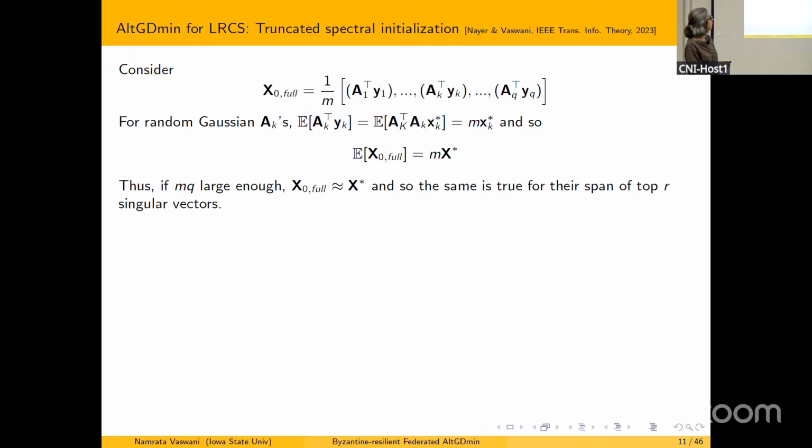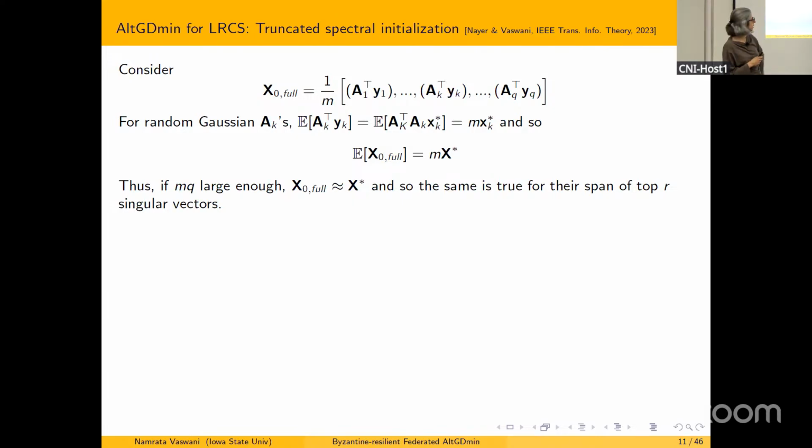So that's why the first attempt to initialize would be to compute this matrix, which I call X naught full, which is this thingy, and try to compute its top r singular vectors and hope that they are a good approximation of the top r singular vectors of my X star, which is essentially my U star. So you want an approximation in subspace of U star. So that's what you would do if you followed standard protocol on what is studied in the literature.